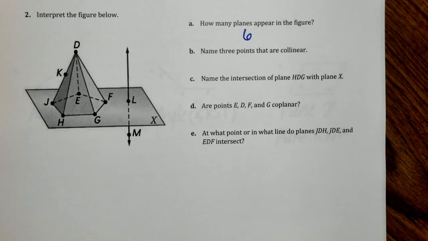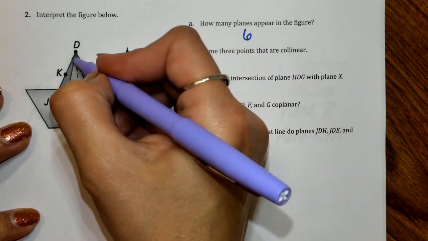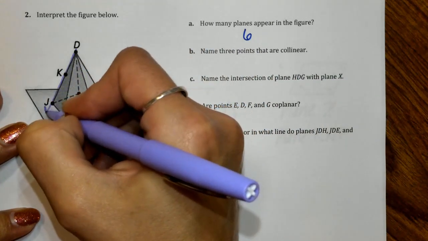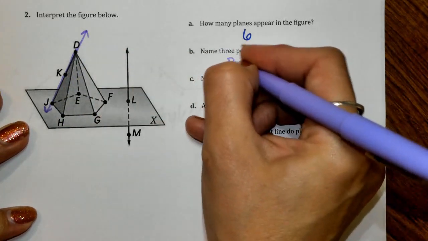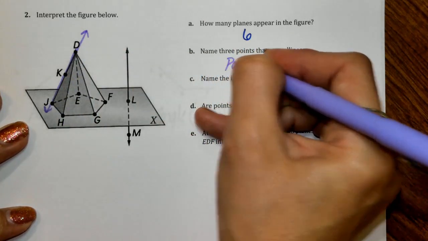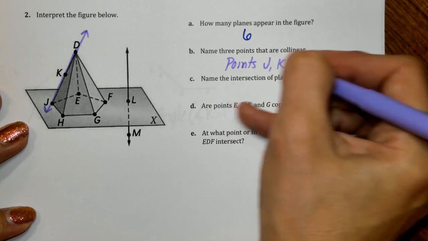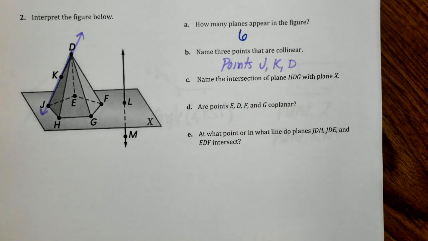We're going to name 3 points that are collinear. So we need to find 3 points in the same line. There's only one option here, and that's going to be right here on the same line. Points J, K, and D are on the same line. No other line contains 3 points here.